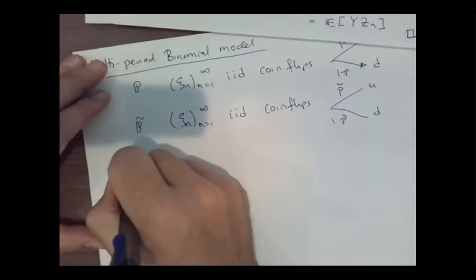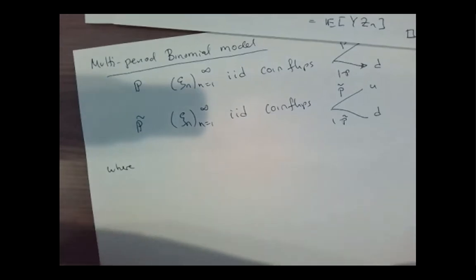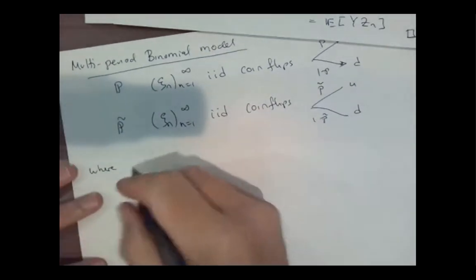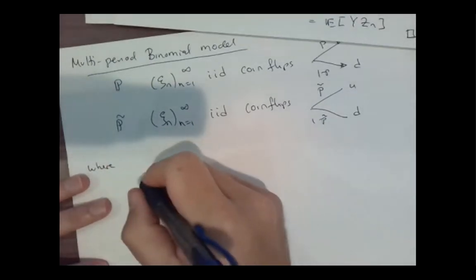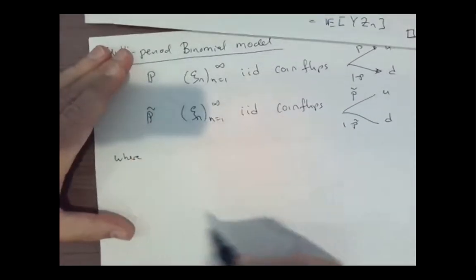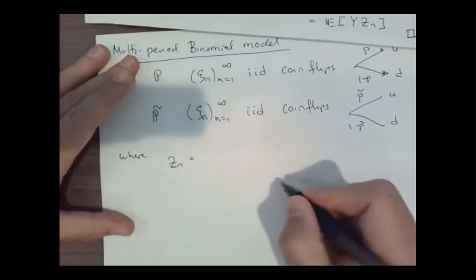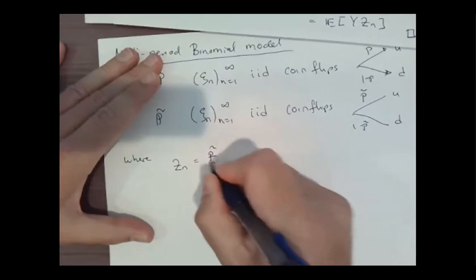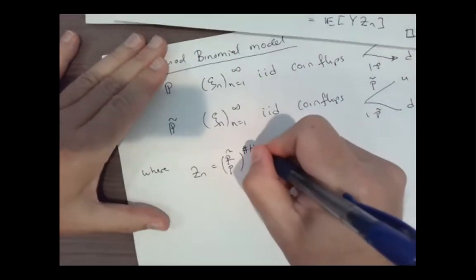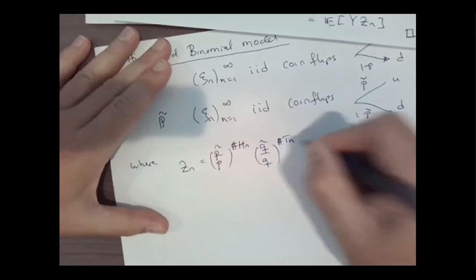And we have a formula for this Radon-Nikodym derivative. So remember the formula for P tilde? What was the Radon-Nikodym derivative here? We would have Zn, and this would be equal to P tilde divided by P to the number of heads, and Q tilde divided by Q to the number of tails at time n.